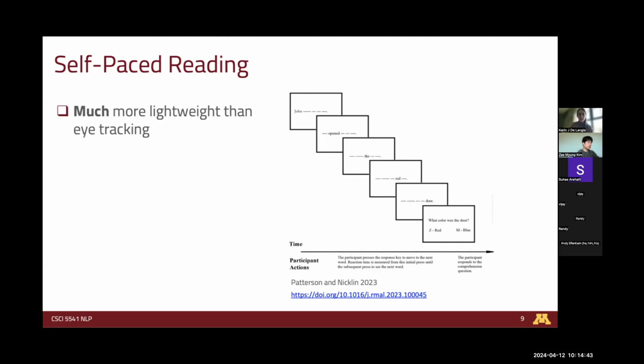So this is obviously much more lightweight than eye tracking, and doesn't require any special equipment. And it's easily scalable because it can be delivered online on some platform like Mechanical Turk, where we can easily reach a lot of people and collect their data.